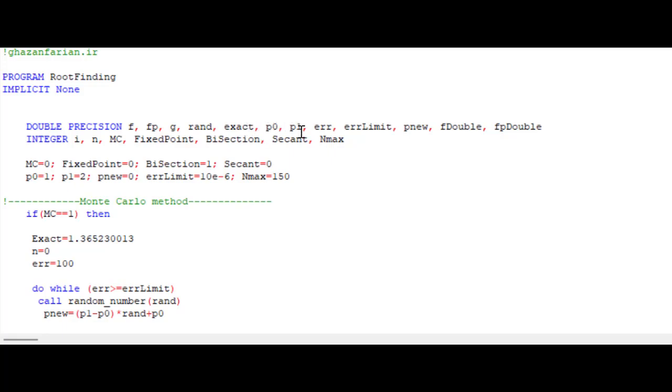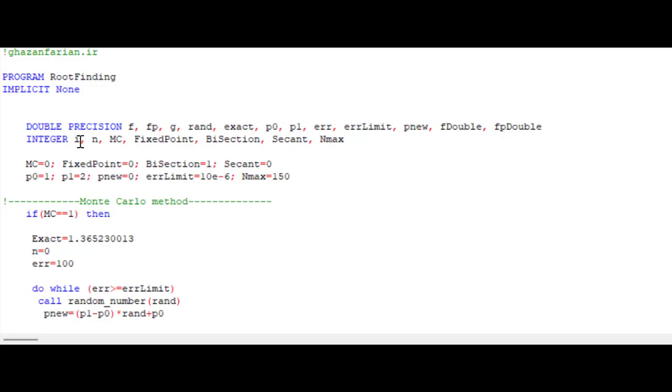P0 and P1 are two previous iterations. ERR is the error of computing the roots. Error limit is the threshold of convergence. P new is the new guess or the new iteration for the new prediction of the roots. F double is the function which has a double root. It means that the function itself and its derivative are both 0 at the root, and fp double is the derivative of this function which has a double root.